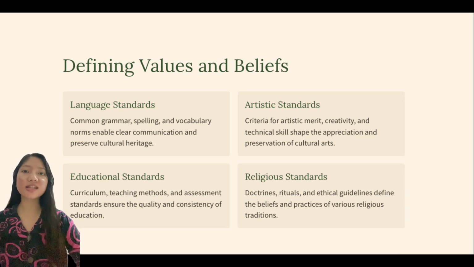The second is artistic standard. Criteria for artistic merit, creativity, and technical skill shape the appreciation and preservation of cultural arts. The third is educational standards. Curriculums, teaching methods, and assessment standards assure the quality and consistency of education. And the last is religious standards. Doctrines, rituals, and ethical guidelines define the belief and practice of various religious traditions.